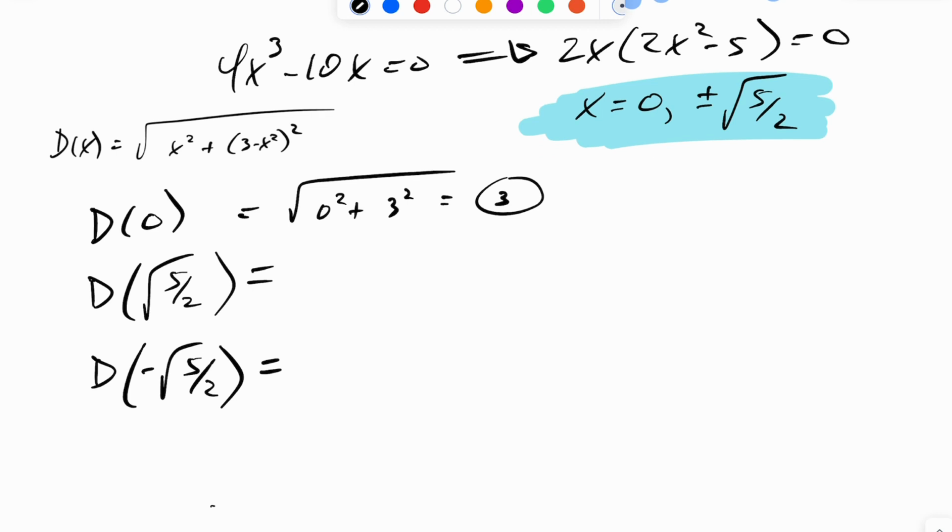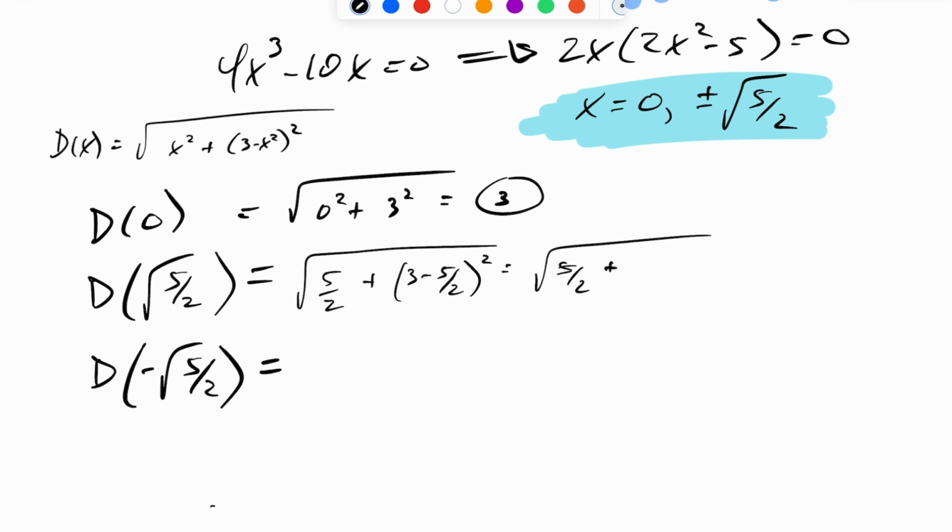Now let's take a look at the square root of 5 over 2. If I sub that into here, this is going to be the square root of 5 halves squared, plus 3 minus 5 halves squared, which will be the square root of 5 halves plus 1 half squared, which is going to end up equaling the square root of 5 halves plus a quarter, which ends up being the square root of 11 over 4, which is root 11 over 2. So I'm getting the distance here comes out to be root 11 over 2.